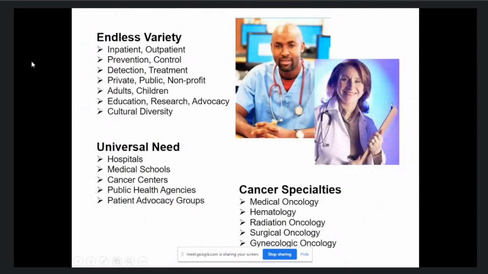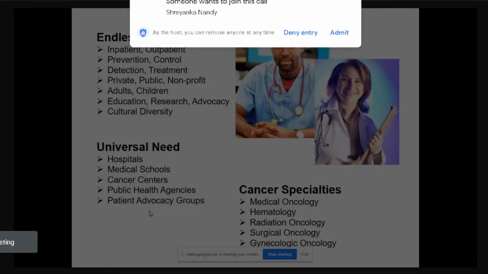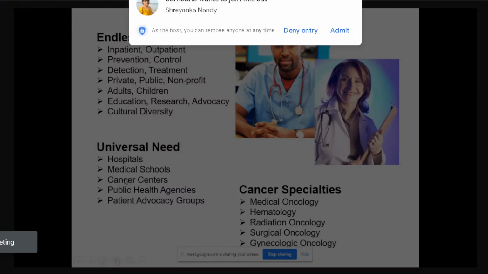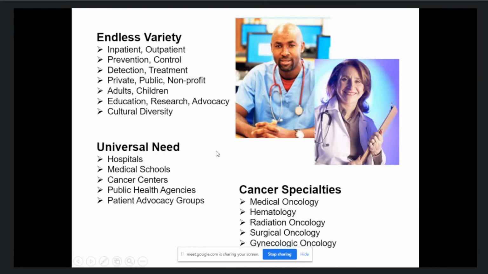Then there are different options for what we can do. We can help in prevention and control, in detection and treatment, and other things wherever you will be needed. You can work in hospitals, medical schools, and cancer centers. Because you are a physician, of course you will be involved in treating cancer patients, so these kinds of centers will need you. You need to be prepared and skilled so that you can work in those environments.